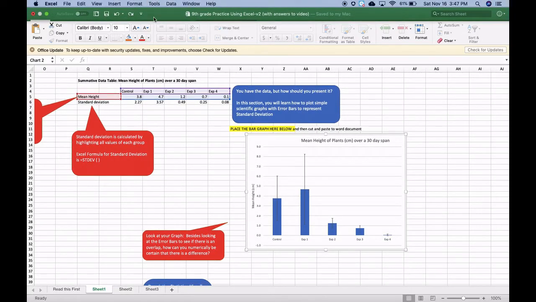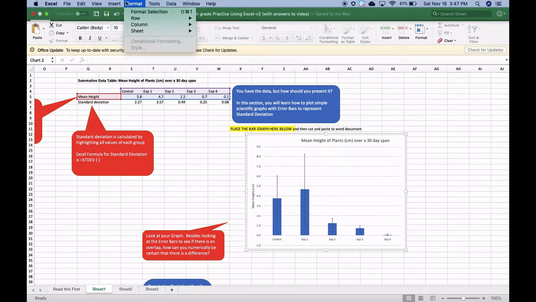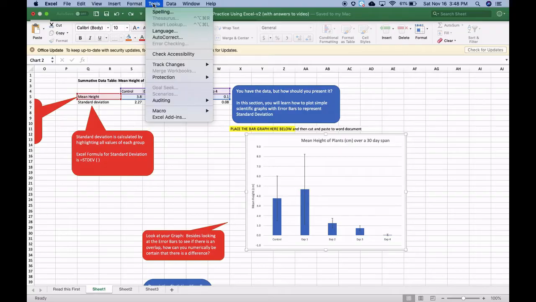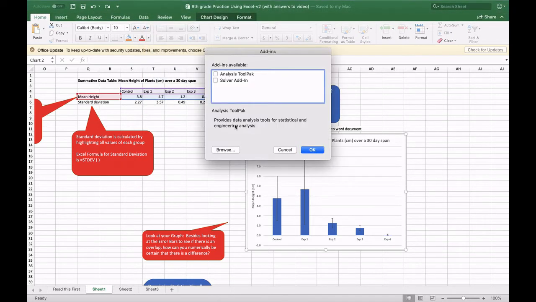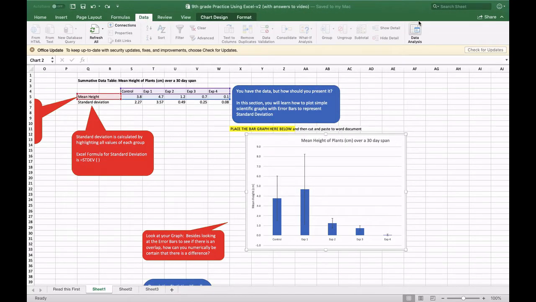So here you are in Excel, and go to the very upper banner here, and you're going to want to add in the form of Excel add-ins the Analysis ToolPak. So go under Tools and then go to Excel add-ins, and this box appears. You're going to want to click on Analysis ToolPak because you will need that to conduct your statistical analysis. So press OK. And once you do that, when you click on Data here, you now have this tool called Data Analysis, and that's what's going to allow you to do an ANOVA test.